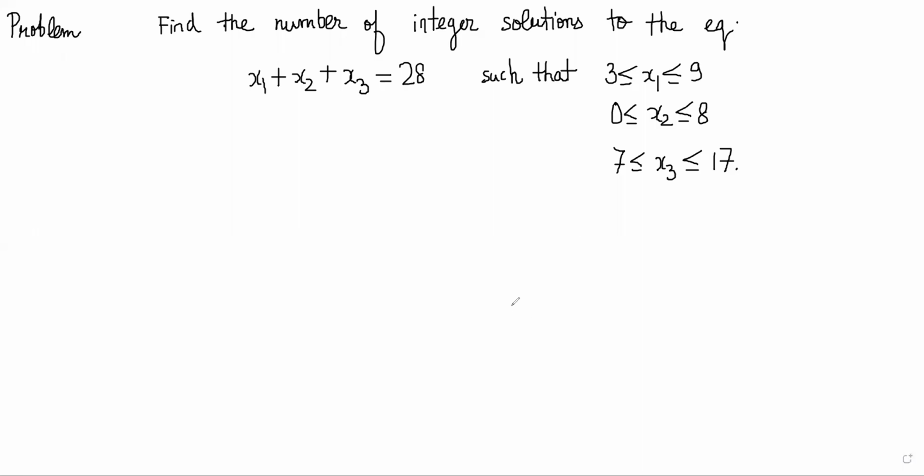Hi. In this problem, we are going to look at a typical question where we have to find the number of integer solutions to the equation x1 plus x2 plus x3 is equal to 28, such that the variables x1, x2, and x3 satisfy these conditions.